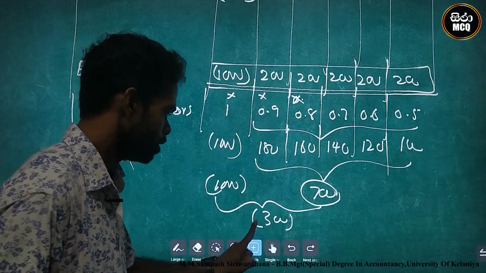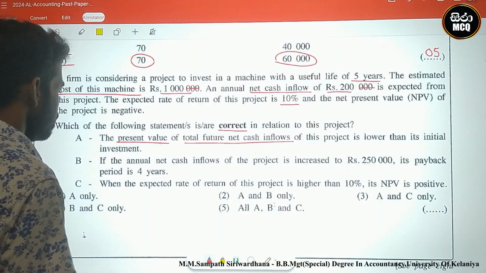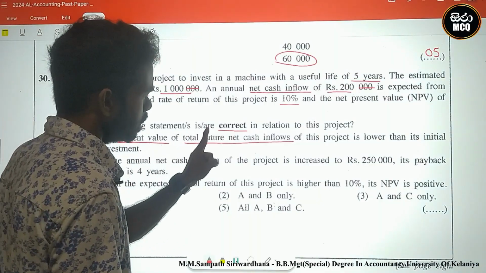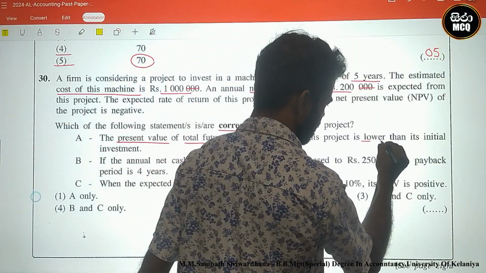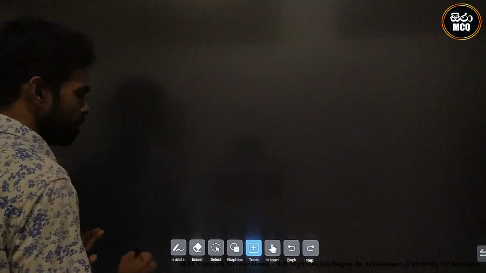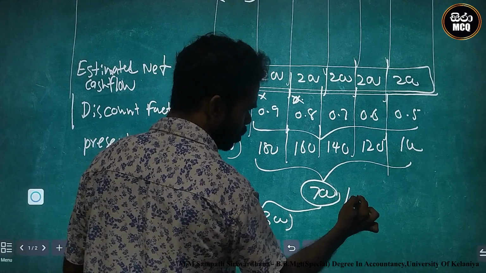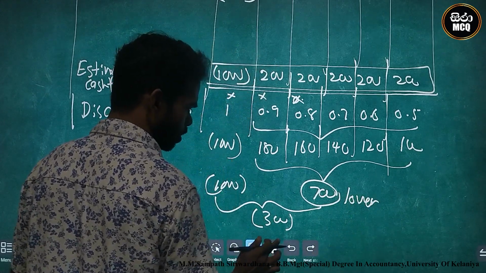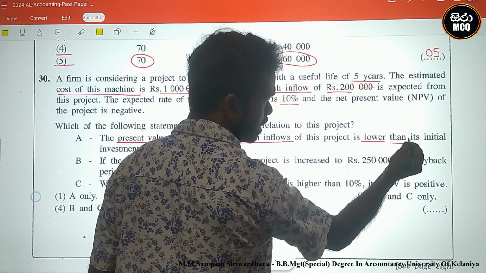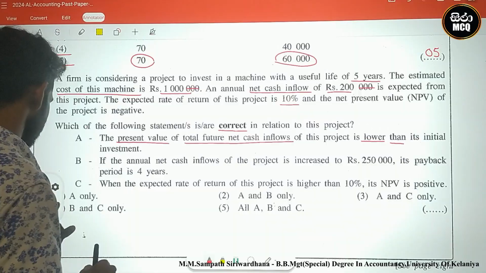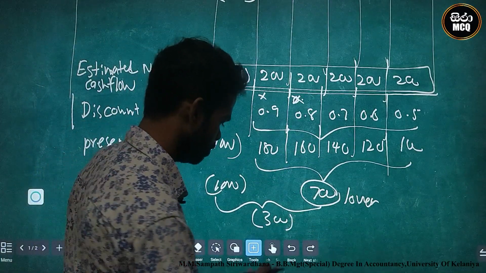This is the initial investment, 1000. What did they say? They said the present value of future cash inflows of the project is lower than the initial investment. This is 700, so it is lower. Then the statement is correct. The present value of future cash inflows is lower than the initial investment.